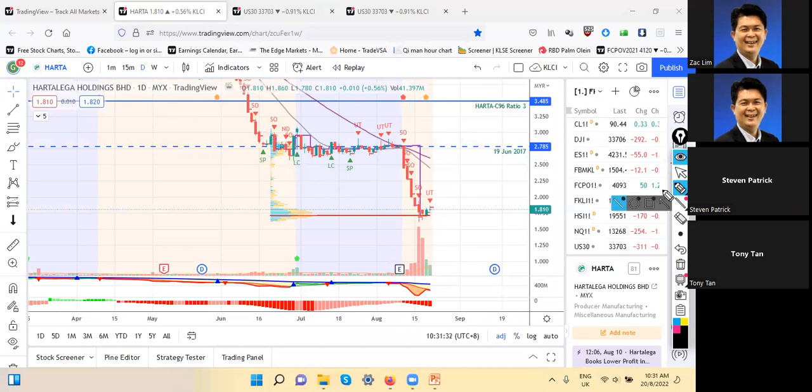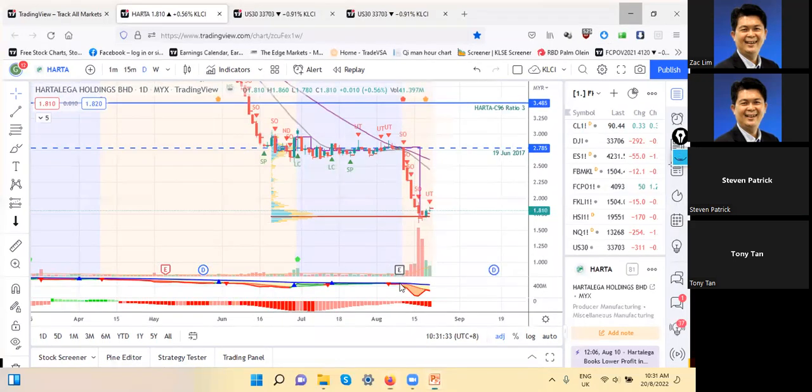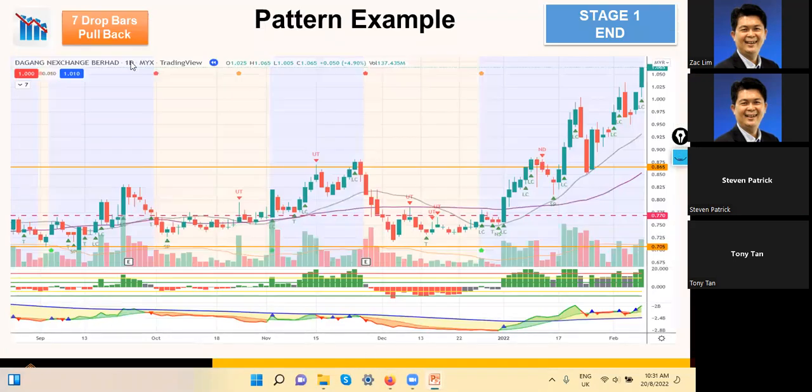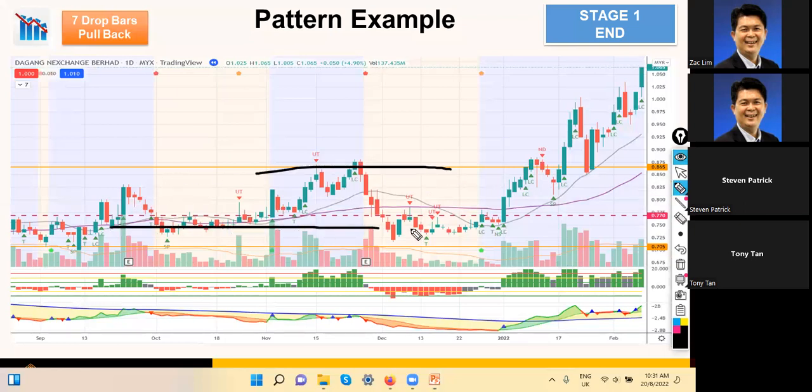Okay, so this is the example of Hata. Okay, but you don't apply this one in the bear market. Okay, usually a 7 drop bar in a bull market will be much more effective. Okay, if in a bear market, it will not be in a good, correct way. Okay, so especially this one is in the sideways market. Okay, you can see here.